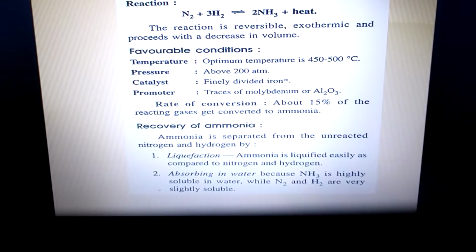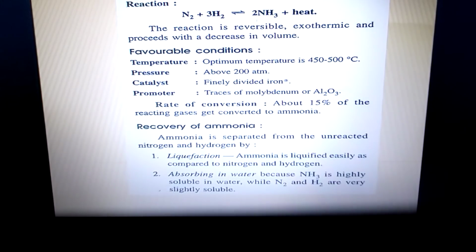Next is pressure. Pressure should be 200 atmospheres. Now, why the high pressure, why 200 atmospheres? You can see that in the forward direction there is a decrease in volume. Since volume and pressure are inversely related to each other, and the forward reaction has a decrease in volume, it requires high pressure.